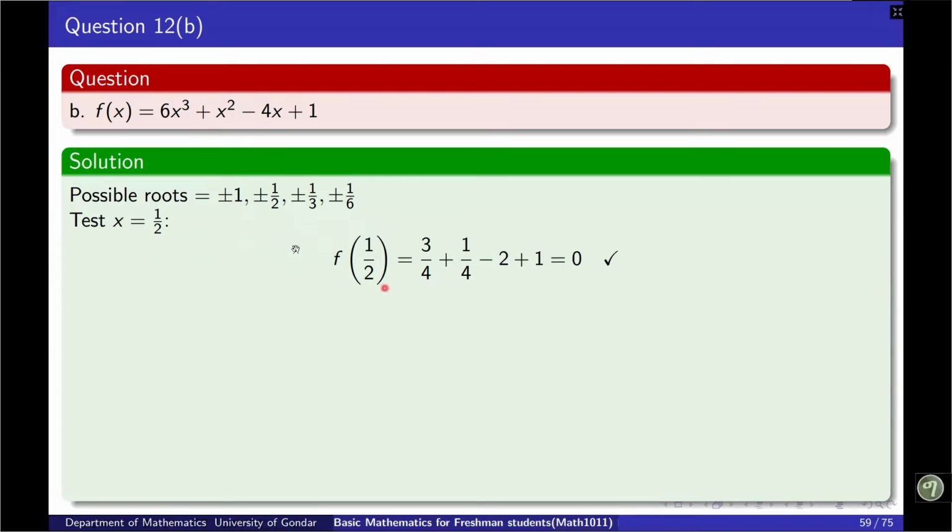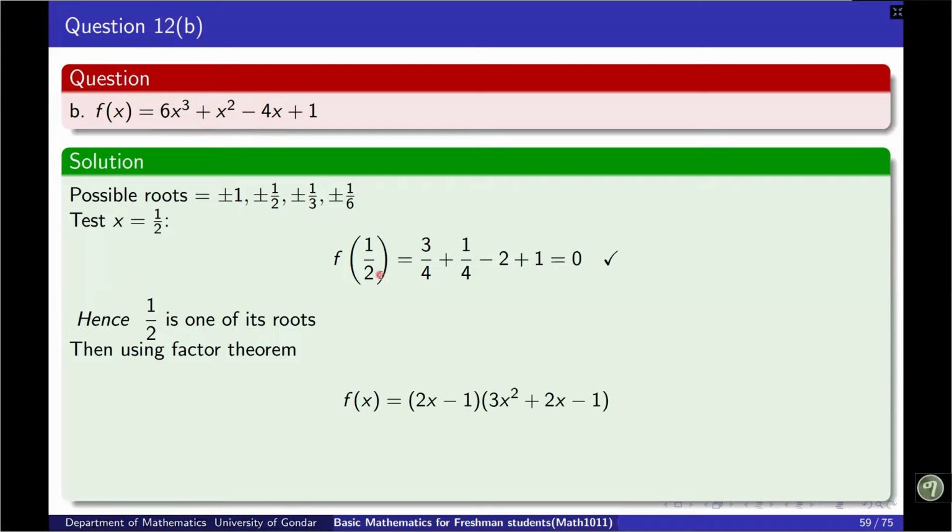We know that f of 1 over 2, if we substitute it here, is 3 over 4 plus 1 over 4 minus 2 plus 1, which is already 0. Therefore, 1 over 2 is one of the rational roots of this polynomial function. Hence, using the factor theorem, x minus 1 over 2 must be a factor, so that when we divide this cubic polynomial function by 2x minus 1, we have the quotient 3x squared plus 2x minus 1.